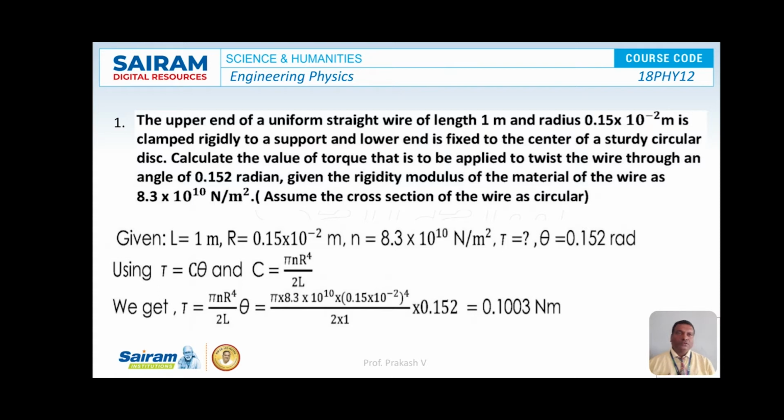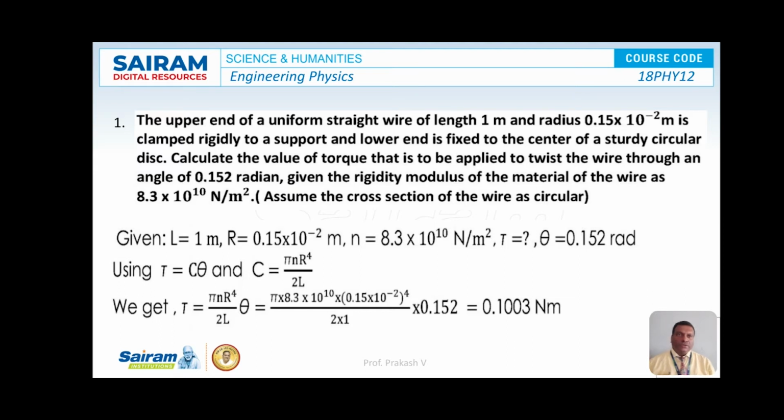So according to the problem, the given data is L is equal to 1 meter, radius R is equal to 0.15 × 10^-2 meter, and the rigidity modulus N is equal to 8.3 × 10^10 Newton per meter square. Here theta is 0.152 radian. So what is T here? That's what we have to calculate. The torque T that we have to calculate here.